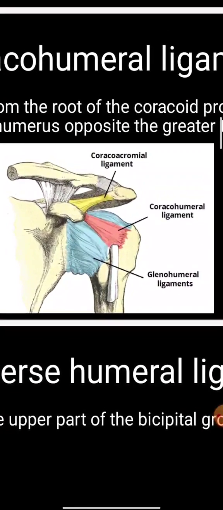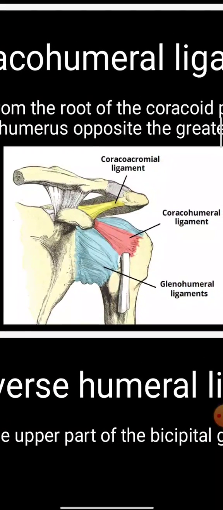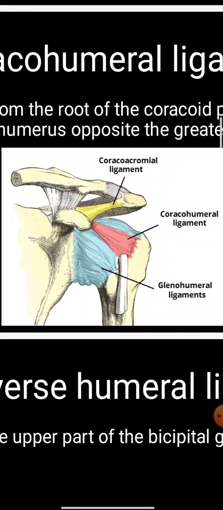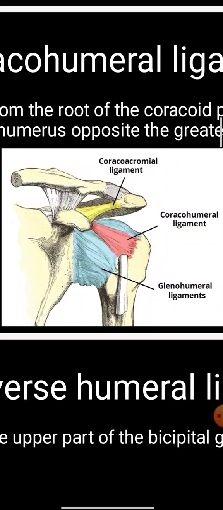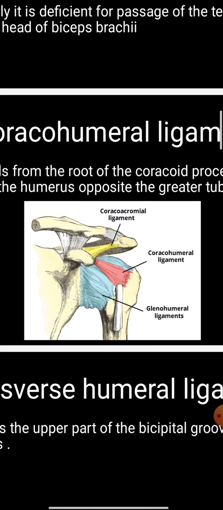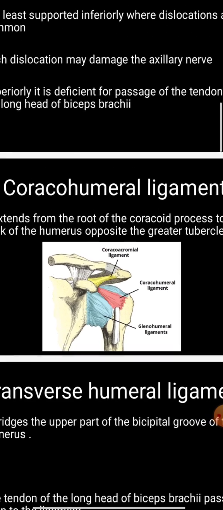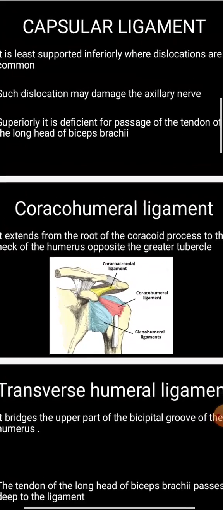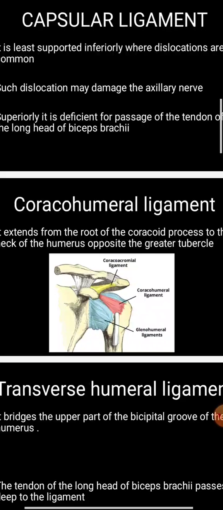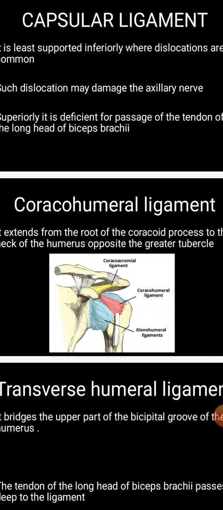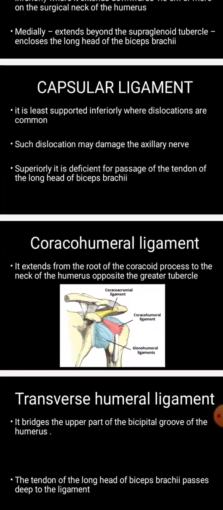In this diagram, you can see the coracoid process here, that is the hook-shaped process of the scapula. So the coracohumeral ligament extends from the tip of the coracoid process up to the neck of the humerus, just opposite to the greater tubercle here. This is the extension of the coracohumeral ligament.